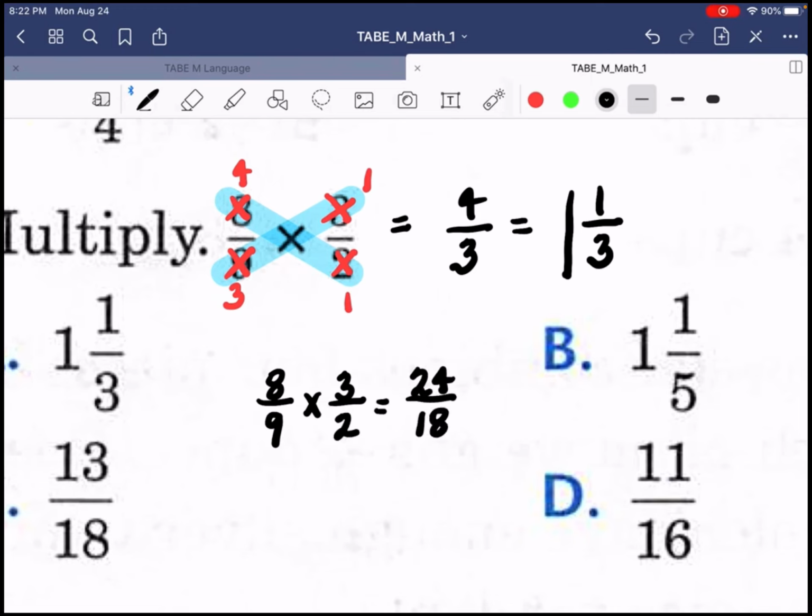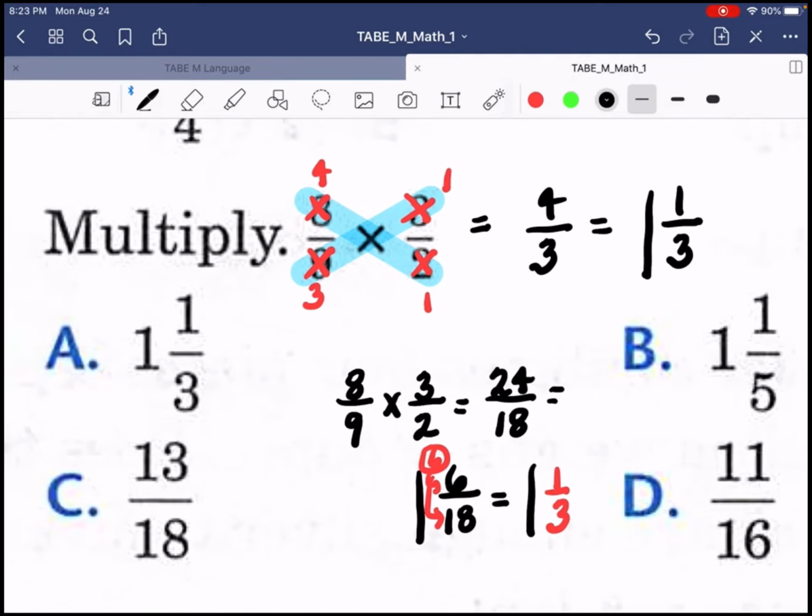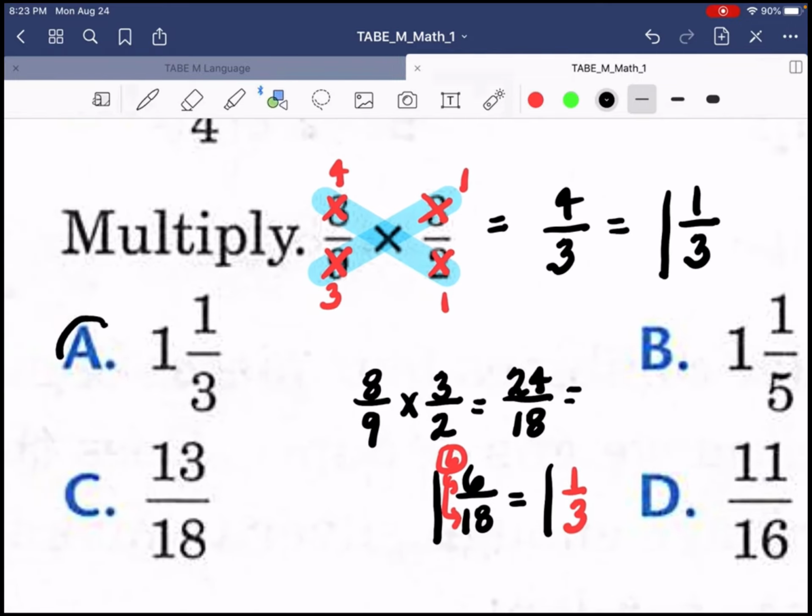Okay. This is if you didn't cancel it, if you just multiplied it longhand. You get 24 over 18, which would be 1 time. 18 into 24 is 1, with 6 left and an 18 on the bottom. And then you do have to simplify by 6, and you get the same answer. You can do it either way. You will get 1 and a third. Or use your calculator if you have access to a calculator.